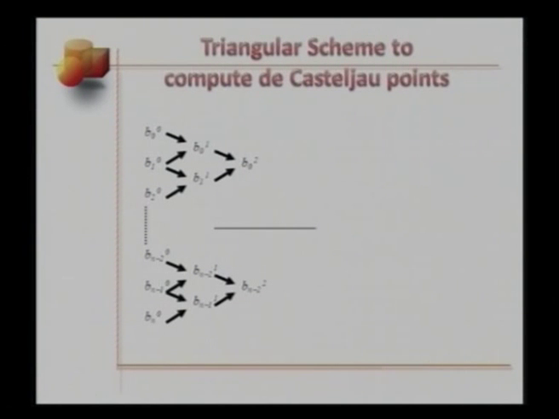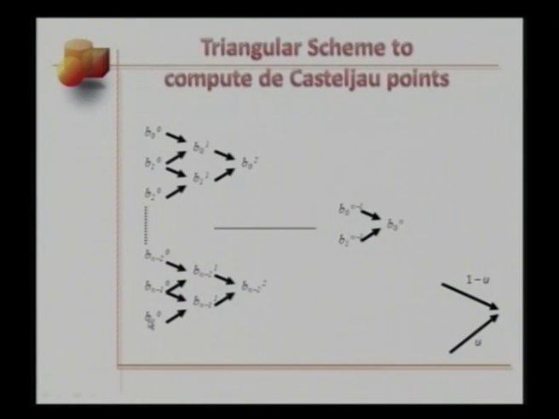We keep on following the scheme until we see the last two points in the last but one stage of linear interpolation as B0(n-1) and B1(n-1). And finally, we combine these two to get our B0n. Notice once again that this point will lie on an nth degree curve in the parameter u. The arrows pointing downwards represent multiplication with factor 1-u, and those pointing upwards represent multiplication by u.